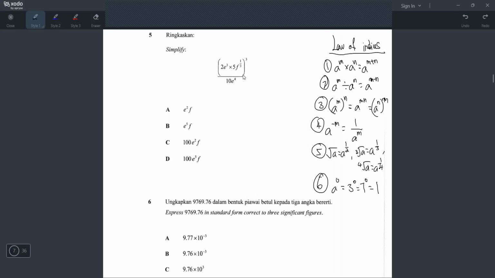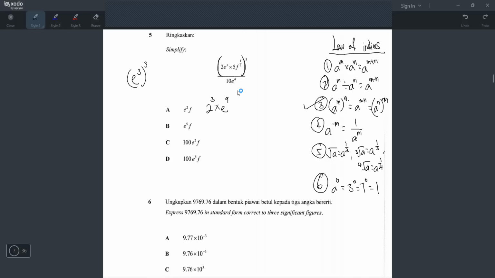Okay, they put a bracket with power 3. It means everything inside this bracket has a power 3. So the 2 has a power 3. The e power 3 also has a power 3, so it will become e power 3 power 3. And I already mentioned in the third law that if you have powers side by side, you will times them together. So 3 times 3 is 9. Not 6, it will be 9, because you will times, not plus.